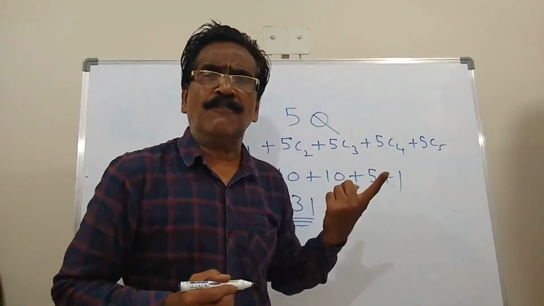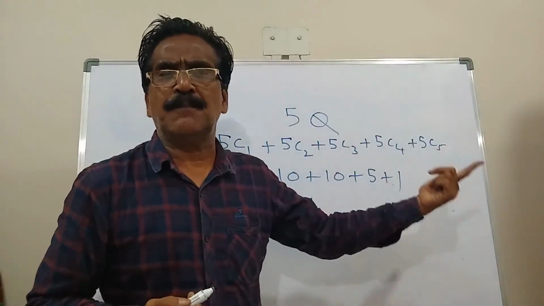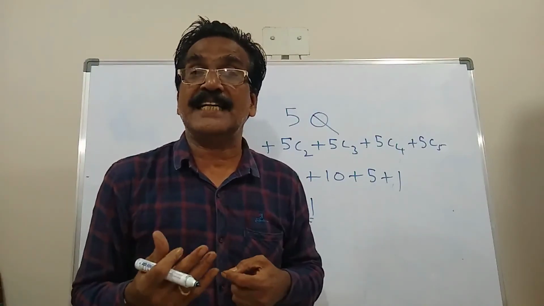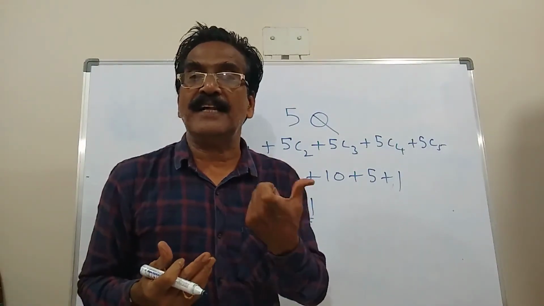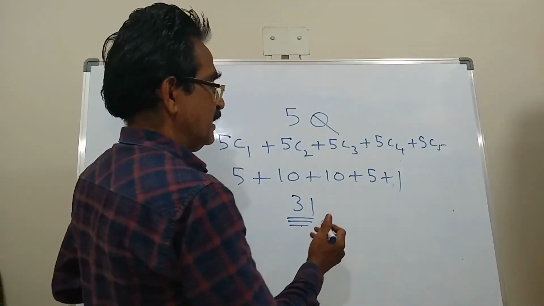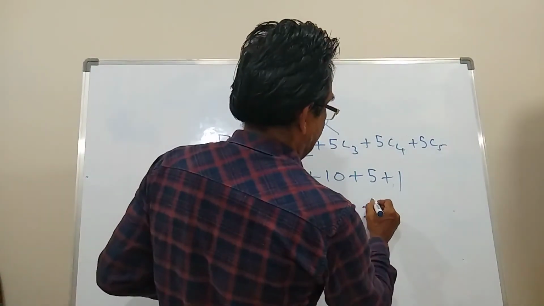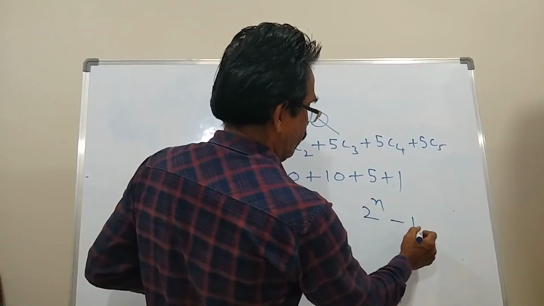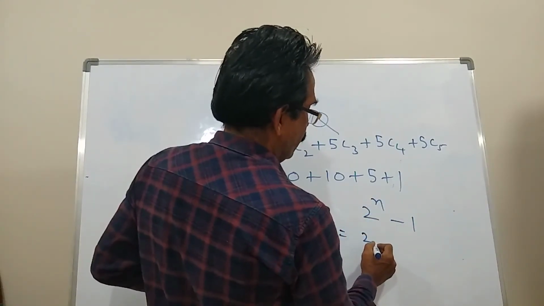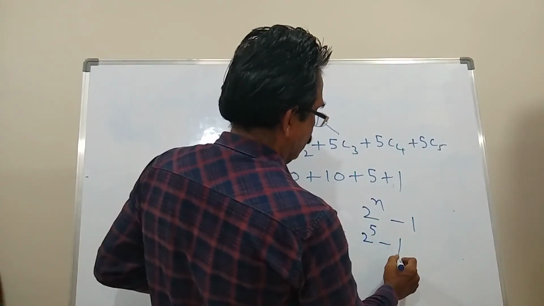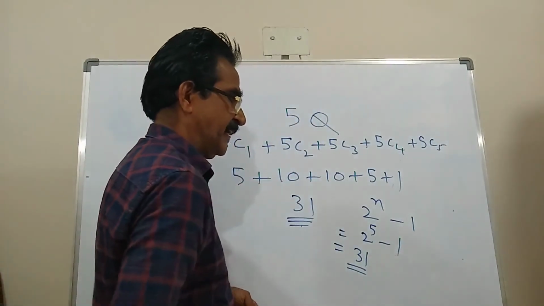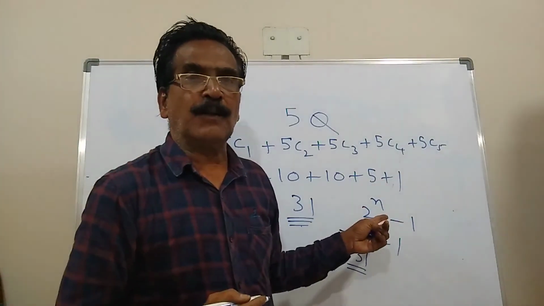You can use a small formula for this. The number of ways of selecting at least one from n given things is equal to 2 power n minus 1. That is equal to 2 power 5 minus 1. 2 power 5 is 32. 32 minus 1, 31 cases. You can go by this formula also.